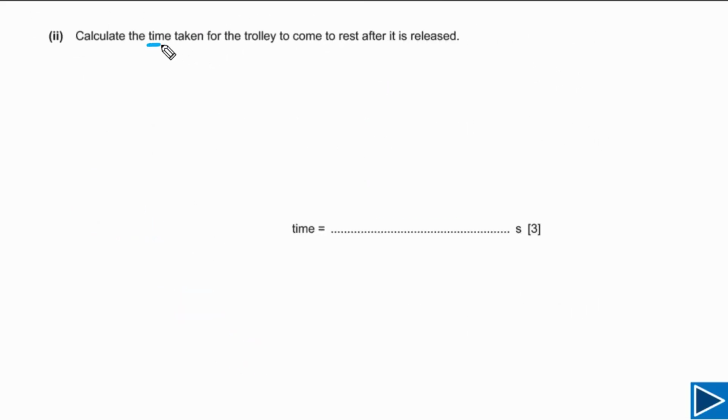For part 2, we need to calculate the time taken for the trolley to come to rest after it is released. For this question, it is given to us that the total mass of the trolley and the suitcases is equal to 72 kgs.